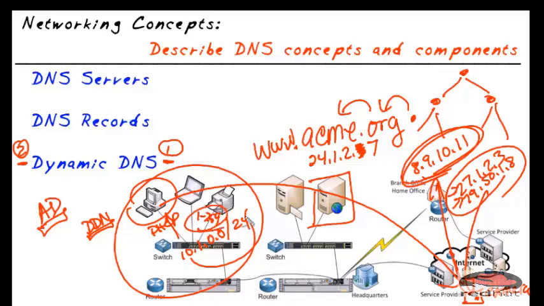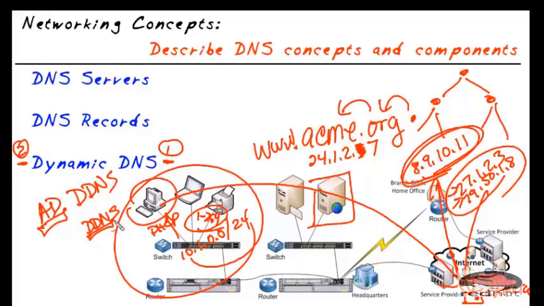So when we get an IP address, we can dynamically register that address with the Windows Dynamic DNS Server. They call it DNS. And that way the Active Directory can know exactly where we are.